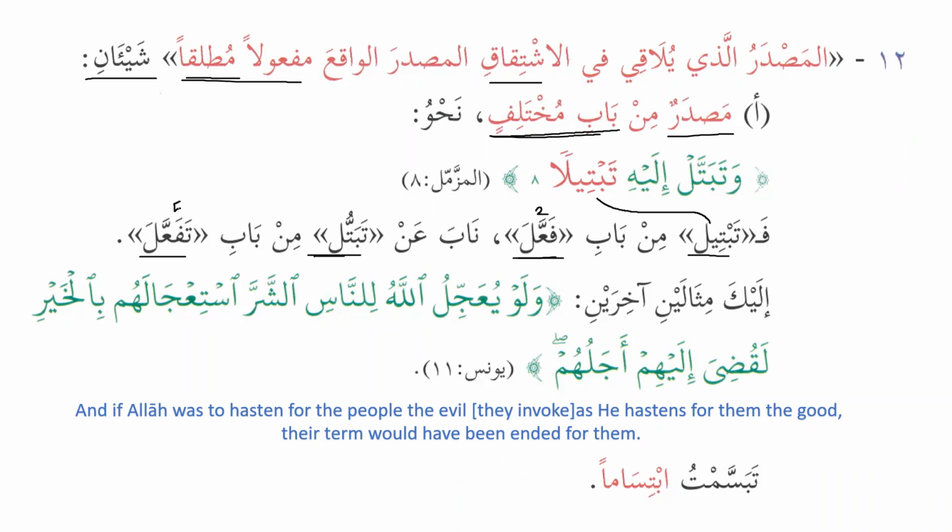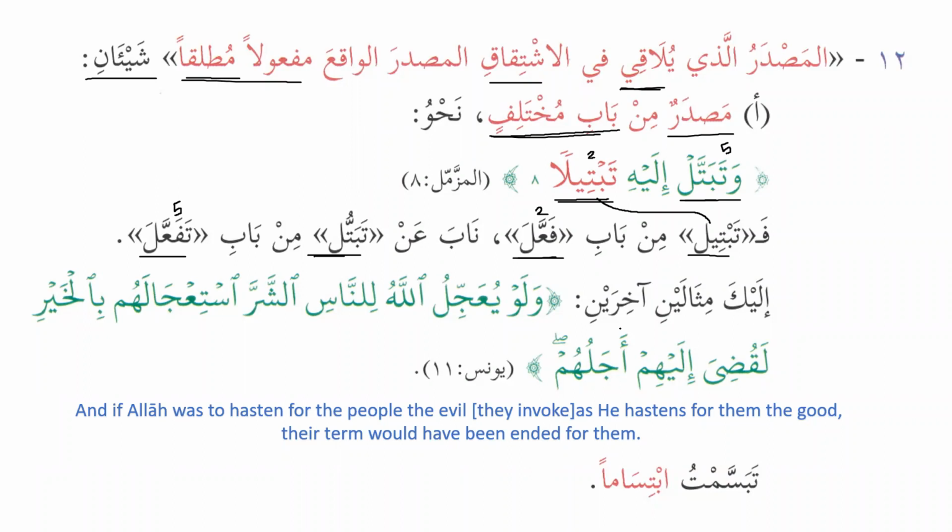So what is happening over here is that they meet, yulaqi fil ishtiqaqi, they meet in the derived forms, but there can be two different babs that can be used alternatively. For example, watabattal ilayhi tabtila. So tabattal we can see here is from number 5 and tabtil is from number 2. So it's always possible, especially when we talk about al-maf'ul al-mutlaq, the absolute object, that the verb can be from a different bab and the masdar can be from a different bab. However, the meaning will be the same. They will convey the same meaning.